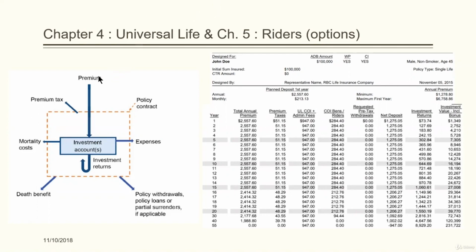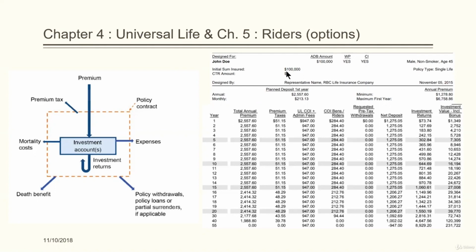So this diagram simply shows that when you're paying a premium for the UL policy, a part of it goes towards the premium tax. As you can see in this example policy for John Doe, it has a $100,000 accidental death benefit, which we'll talk about in more detail, but this is a rider. It means it is an option, an extra feature which you pay extra for. Accidental death benefit means if the person dies due to an accident, the family will get $100,000 extra.